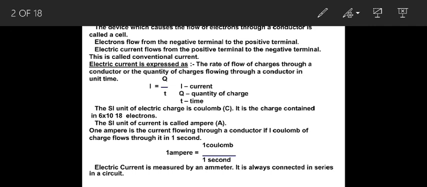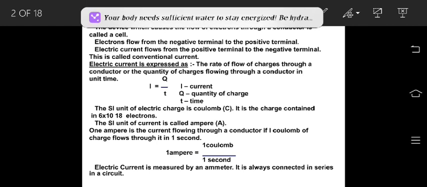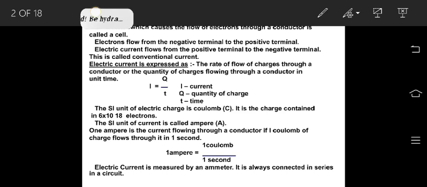The SI unit of charge is coulomb, and the SI unit of time is second. So we can say that the unit of electric current is coulomb per second, or the SI unit which defines electric current is ampere. One coulomb of charge basically contains 6 into 10 to the power 18 charges.